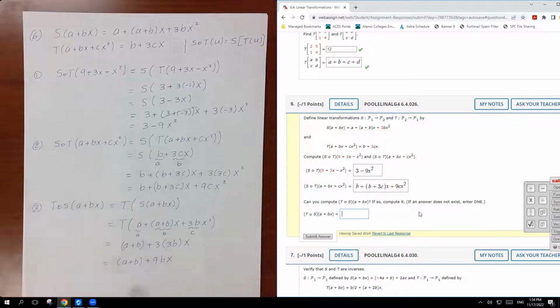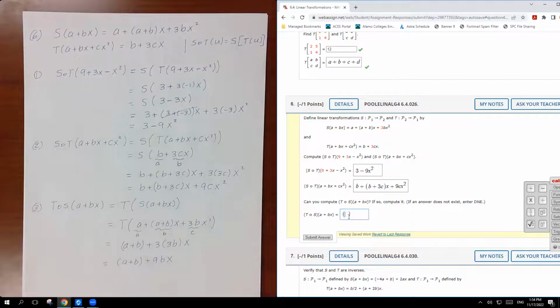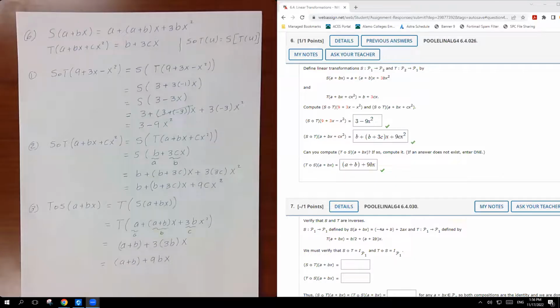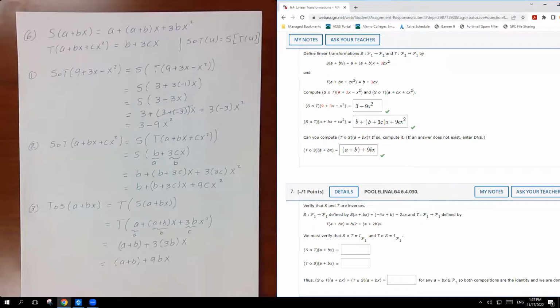9BX. You can put parentheses, or you don't have to, because this is a coefficient, a constant, and here's a number with the x. So you can put parentheses A plus B, and here's going to be plus 9B with the x. That's it for this example. You got it right. Let's move to example 7.